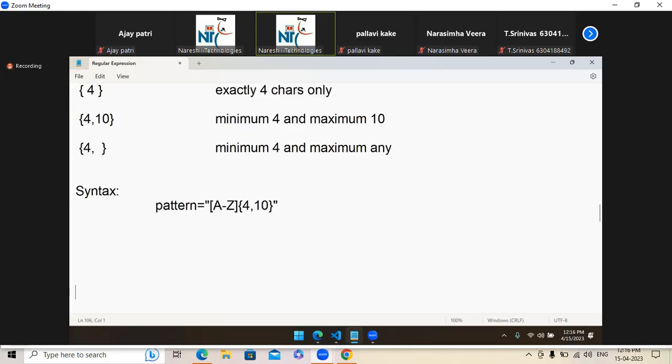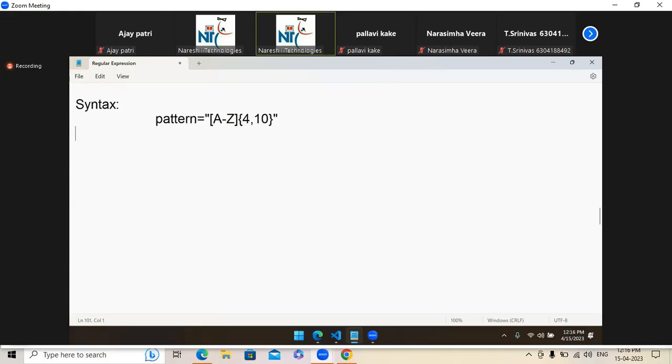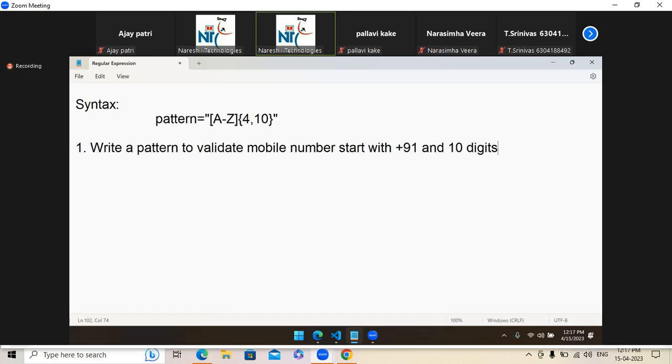Now let's try some exercise here. See, I am giving one question now. Write a pattern to validate a mobile number that starts with +91 and has 10 digits only. Now tell me, write a pattern and show me. Write in your books and show me.